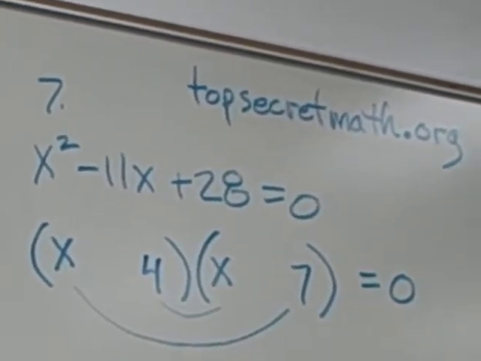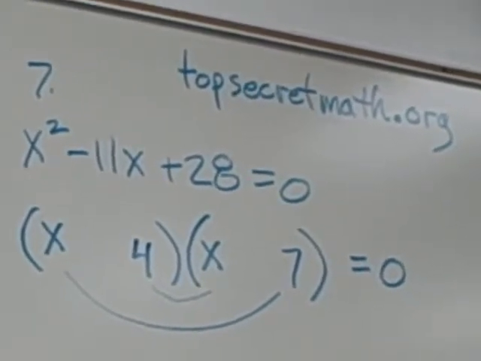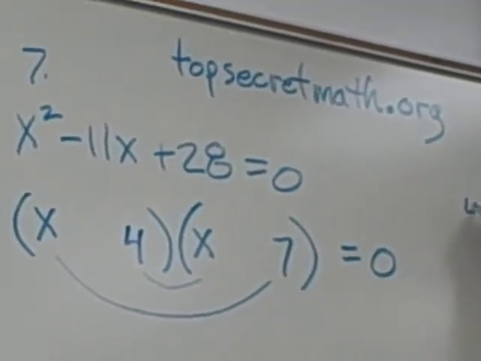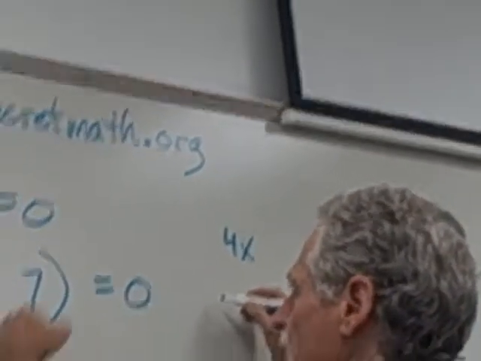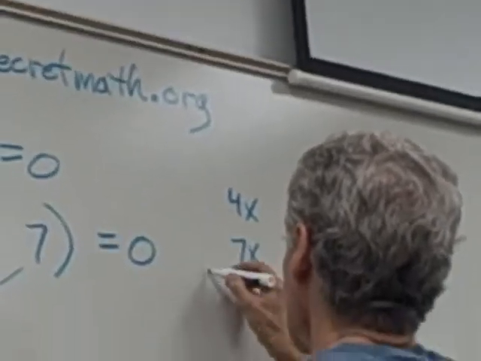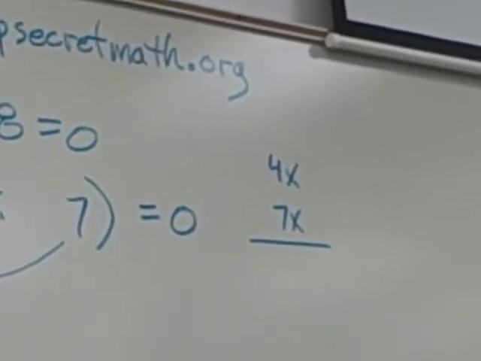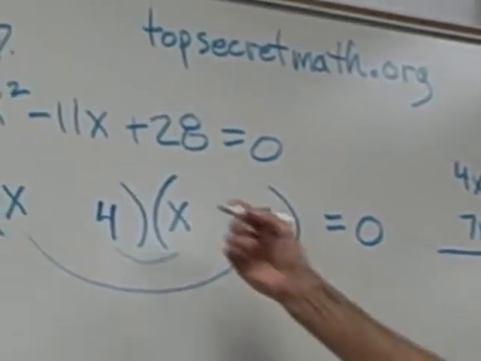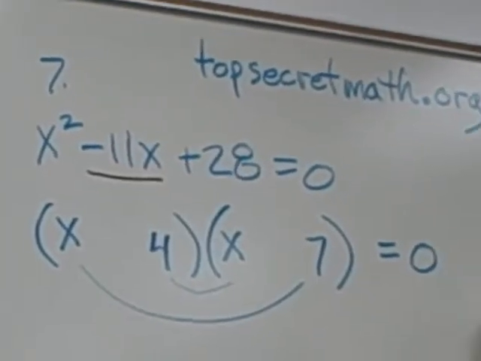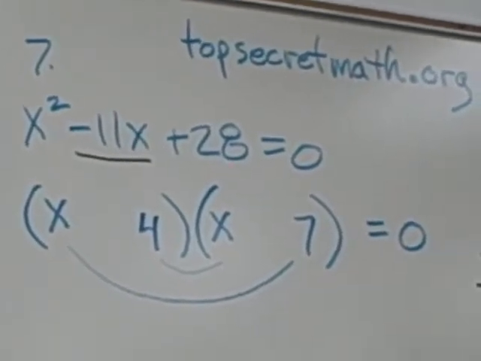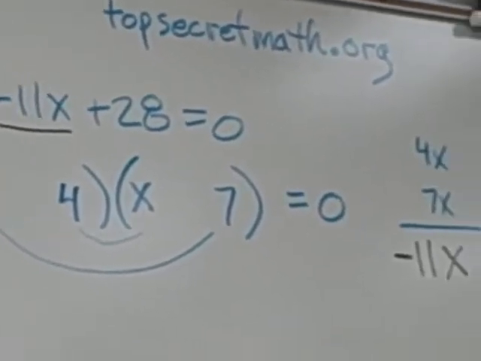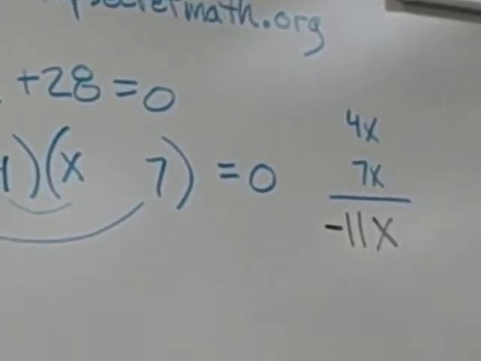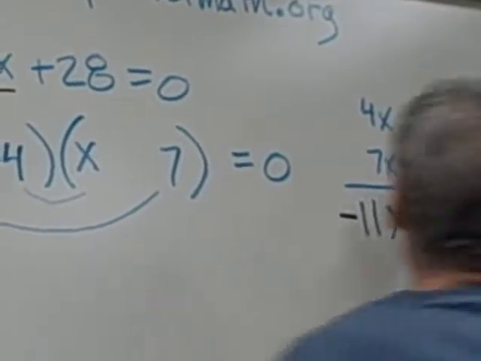Now, the reason I'm doing this is to get the signs correct. This will help you get the signs correct. Watch what I'm going to do. I'm going to write 4x, and this outer loop is what? 7x. I'm going to draw a line. And do you see the middle term, everybody? See the middle term? Negative. I'm going to take that and write it on the bottom. See what I did? Now, these two have to add up to this.